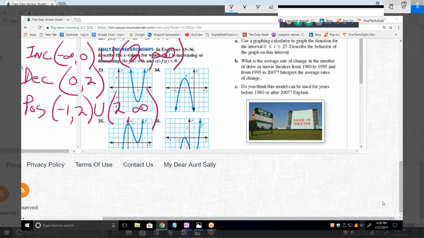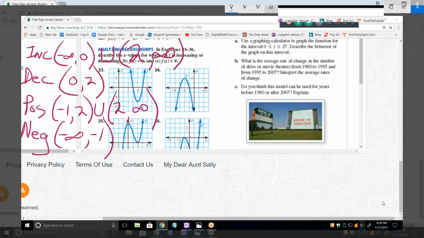Okay. Where is it negative? It's negative from negative infinity to negative 1. Always start at negative infinity. In other words, always go left to right and bottom to top when you're defining these things or even looking at them. All right, and that's all they wanted on all of it, those four things on each of these graphs.